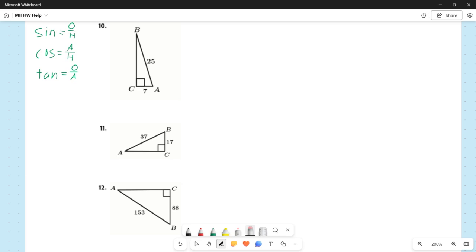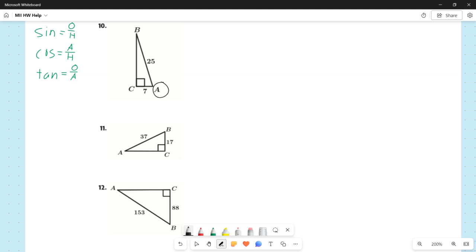Question 10. For question 10, our directions have not changed. We want to solve for the measure of angle A, which is right there. We are again given a right triangle. We again know two sides. We are missing the third side.